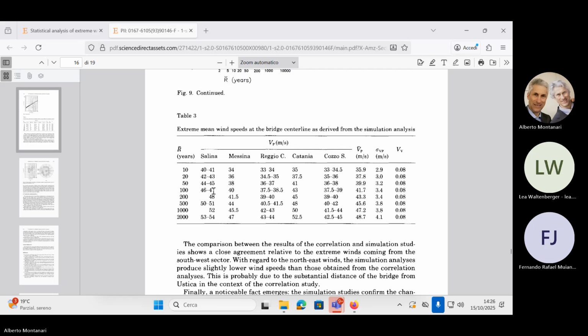Okay. Salina, Messina, Reggio Calabria, Catania, Cozzo. Okay, and this is the estimate, VP for 41 meters per second. 41 meters per second is about 150 kilometers per hour. Okay.